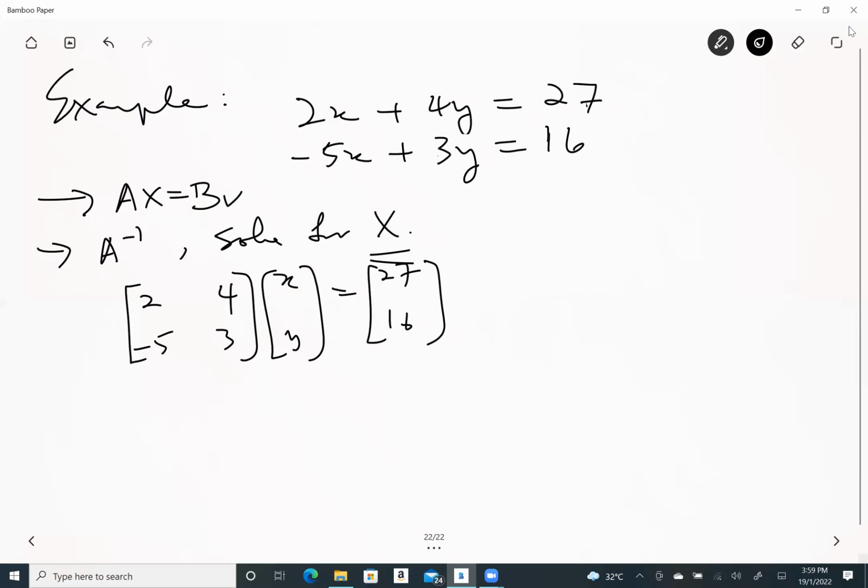Now, how do you solve for the X? We already know the method. The method is what? The inverse of A multiplied by B. So therefore, what we need is the inverse of A. So just find the inverse of A. Now, what do you get for the inverse of A?